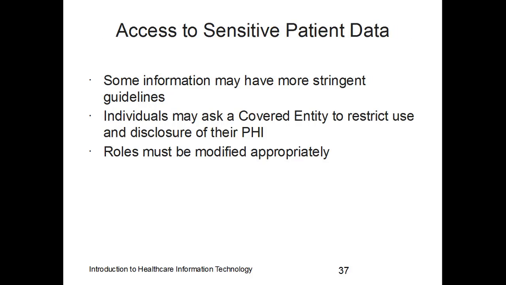All right, now we'll talk about access to sensitive patient data. Now, some information may have more stringent guidelines than others, and patients may ask a covered entity to restrict the use and the disclosure of their PHI. And the rules must be modified appropriately, depending on what they want to keep more private. So this goes back to the patient being able to determine who is and who is not allowed to have access to their personal information.